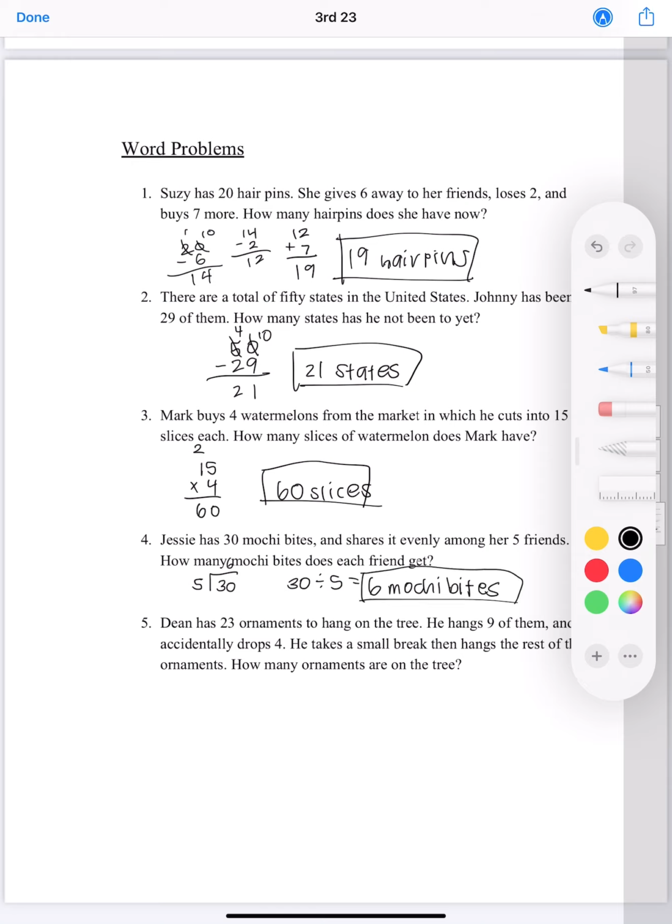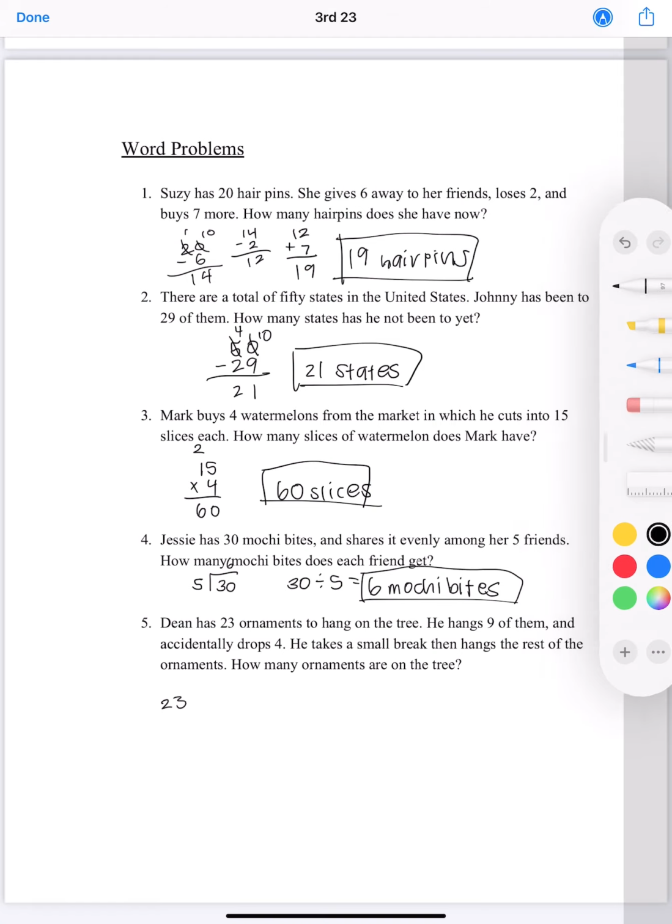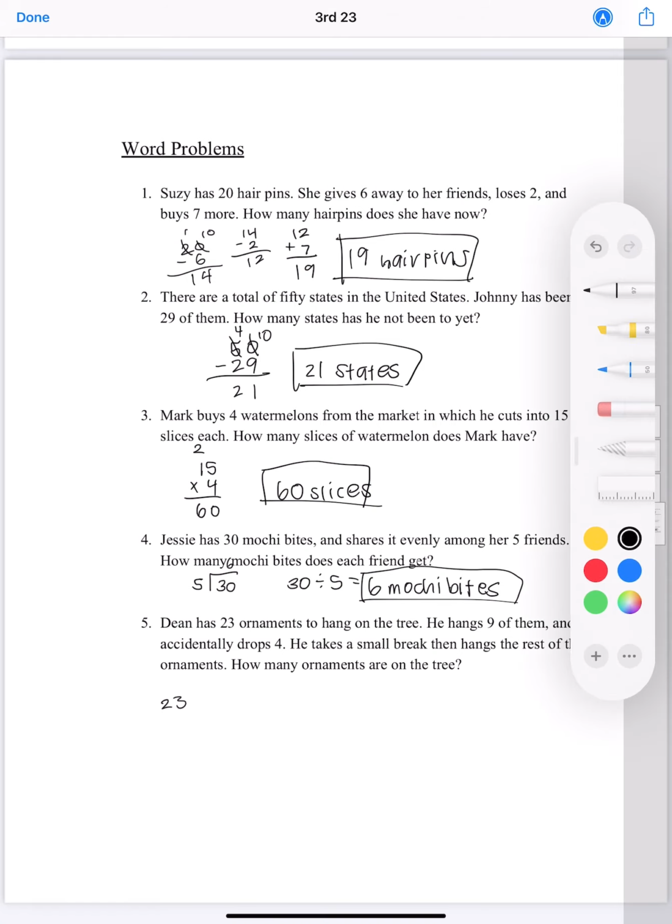Okay, last question. Dean has 23 ornaments to hang on the tree. He hangs 9 of them and accidentally drops 4. He takes a small break, then hangs the rest of the ornaments. How many ornaments are on the tree? Okay, so he has 23 ornaments, and he hangs 9 of them. Okay, and he accidentally drops 4, and then he takes a small break and hangs the rest of the ornaments. So when we read this word problem, we can just get rid of this part because it doesn't really help us, or it does help us solve the problem, but it's not really needed.